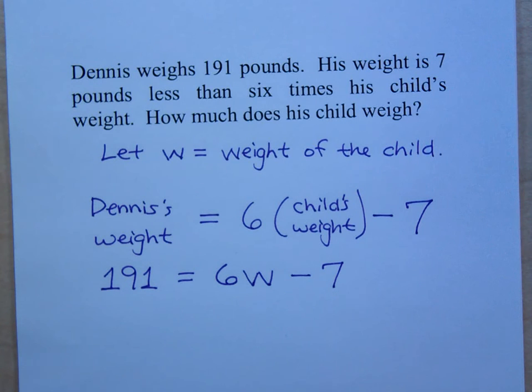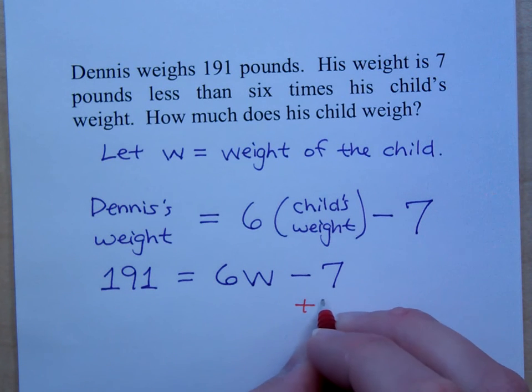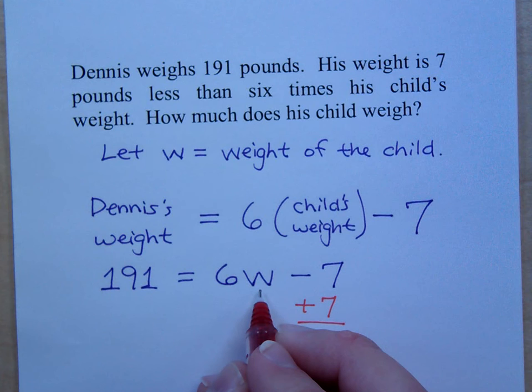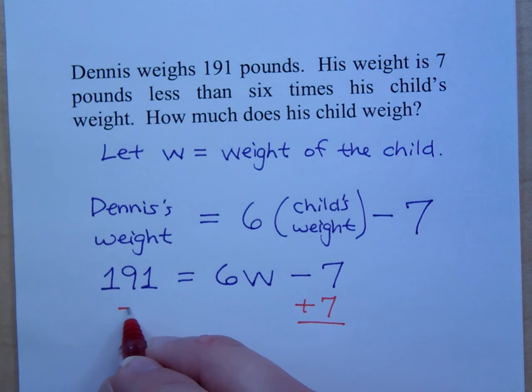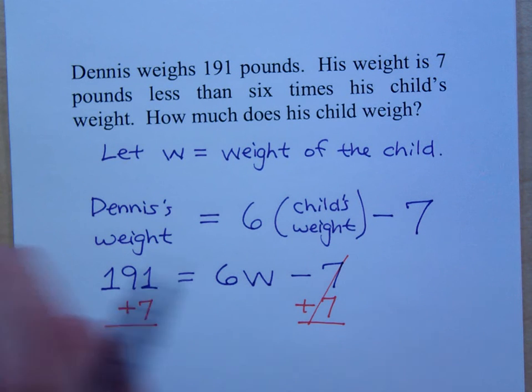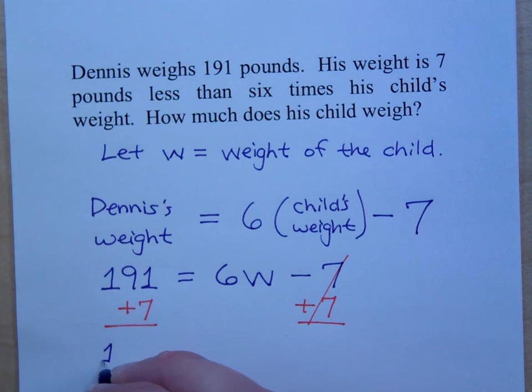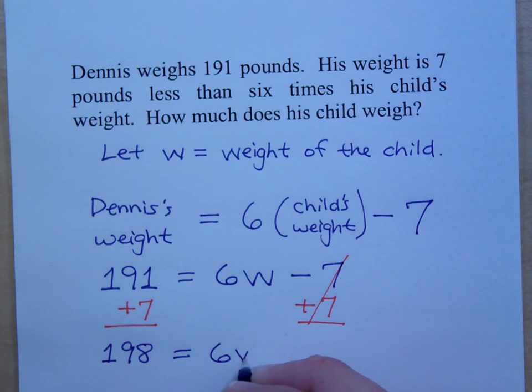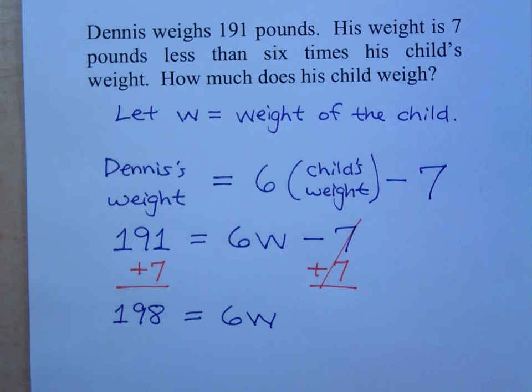How do you solve this? You add 7 because this is the only variable term you have. Get the w by itself by moving everything else away from it, starting with the terms that are disconnected from it, like the 7. So 191 plus 7 is 198. How do I finish getting w by itself? Divide both sides by 6. So 198 divided by 6 is what?